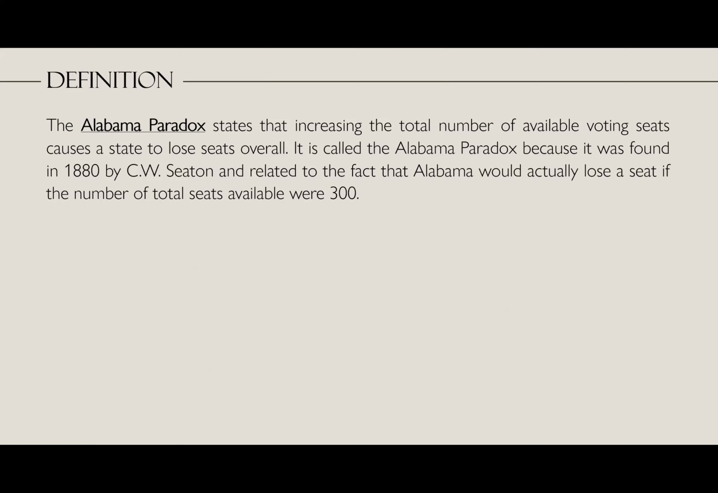But that doesn't make much sense initially, right? You should be thinking, well, more representatives overall means that each person should get the same or more representatives. So in 1880, Seton found that Alabama would lose a seat if the number of seats were 300. I can't remember off the top of my head what it was before, but it turns out that Alabama does lose, which is a little bit contradictory, which is why we call it the Alabama paradox.